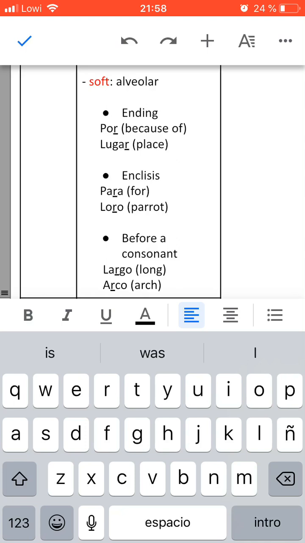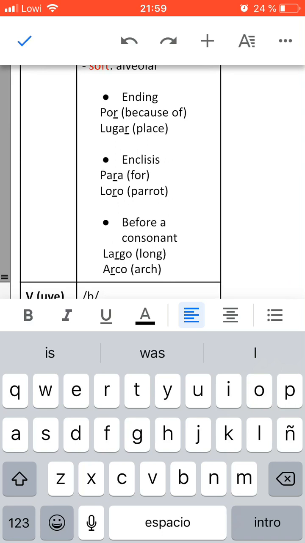Now we have an enclisis. If the R is a single R and it's located between two vowels, we obtain a soft R sound in words like para and loro, which mean for and parrot respectively. We don't say parra or lorro. We say para and we say loro. It's soft. It's enclisis between two vowels.